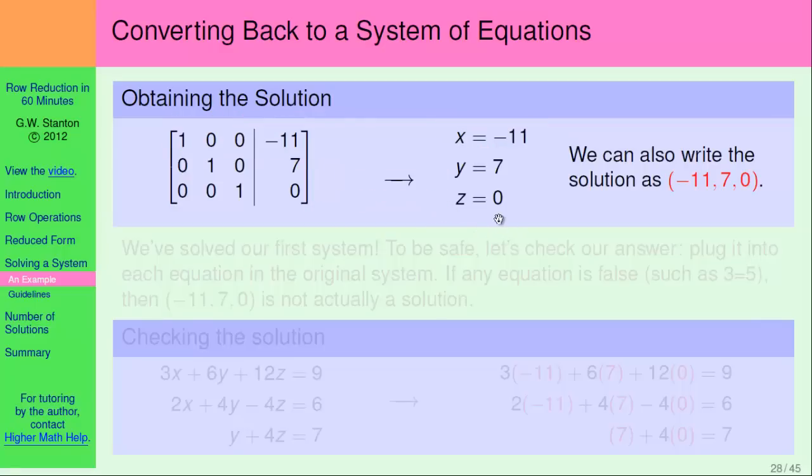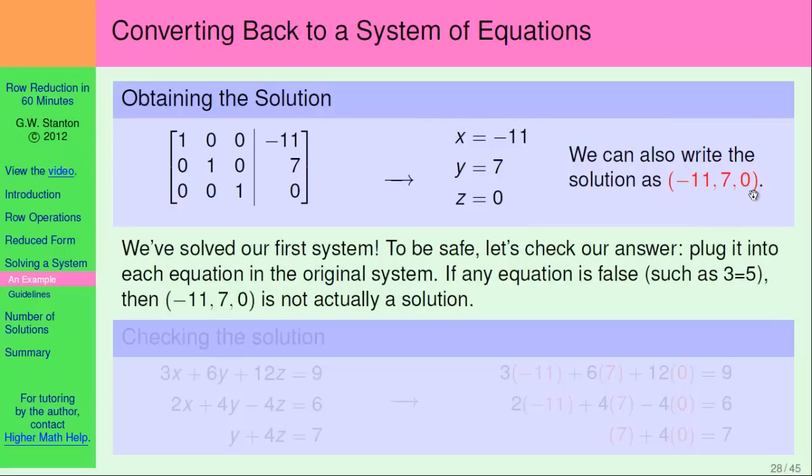So this is one way to write our solution. We found the numbers that solve the original system. X is negative 11, y is 7, and z is 0. We can also write the solution, if we want, as an ordered list of numbers. This is called an ordered triple because there are 3 of them. And that's just another option.